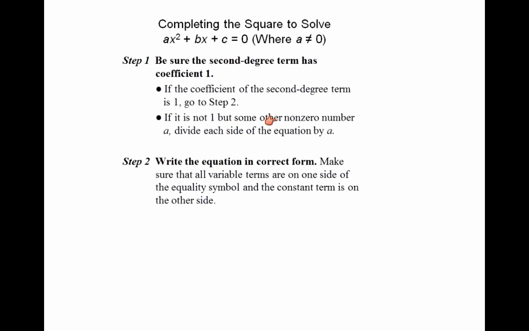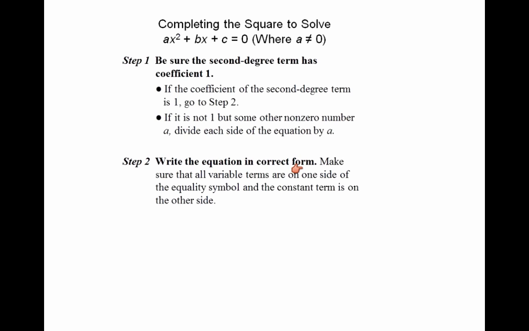If it is not 1, but some other non-zero number a, divide each side of the equation by a. So in order to eliminate this coefficient, if it's other than 1, we just simply divide each term by that coefficient. So if I have 2x squared, then I just divide each term by 2, which forces a coefficient of 1 for the leading term x squared.